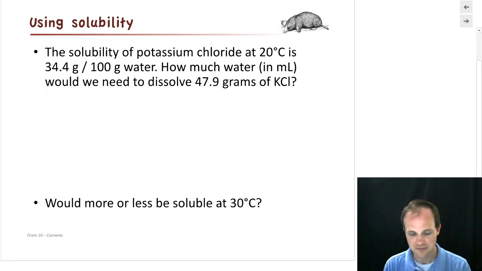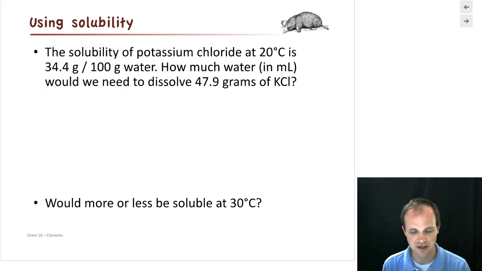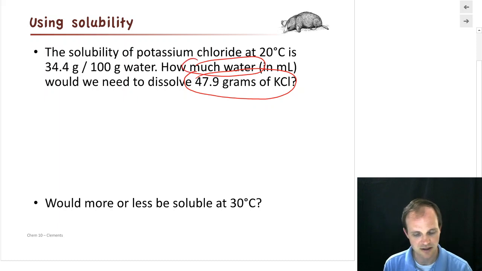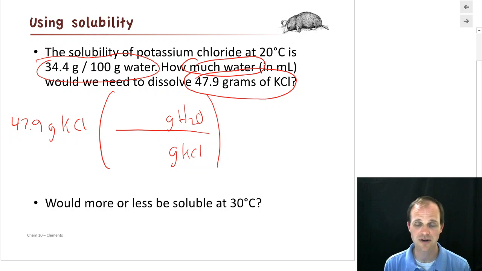Couple more examples. Here we've got the solubility of potassium chloride is 34.4 grams for every 100 grams of water. How much water would I need to dissolve 47.9 grams of potassium chloride? So this isn't a saturated unsaturated problem, but it's exactly the same problem we were just solving. We're starting with how much potassium chloride we need, and we're trying to find how much water. So we're going to start with the 47.9 grams of potassium chloride. We're going to put grams of potassium chloride down here. Now, the only thing we know is that to grams of water. Even though we want milliliters of water as our answer, we don't know how to go straight to milliliters of water because our solubility only does that, which tells us we probably have another step coming next.